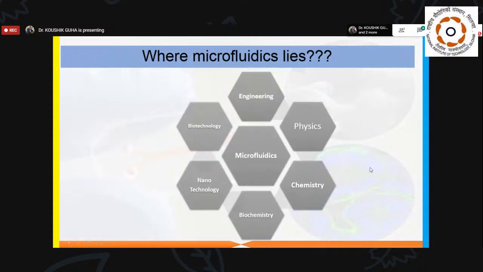It involves engineering and biotechnology, and it can support physics, chemistry, biochemistry, and nanotechnology. Like MEMS, microfluidics also welcomes contributions from different branches. Engineering finds application, physics also finds application, chemistry, biochemistry, nanotechnology, and biotechnology as well. So now you can see the similarity between MEMS and microfluidics. Both are very interdisciplinary, both are of high value, and both have good potential. If you mix these two technologies, MEMS and microfluidics, you can have a better technology together.